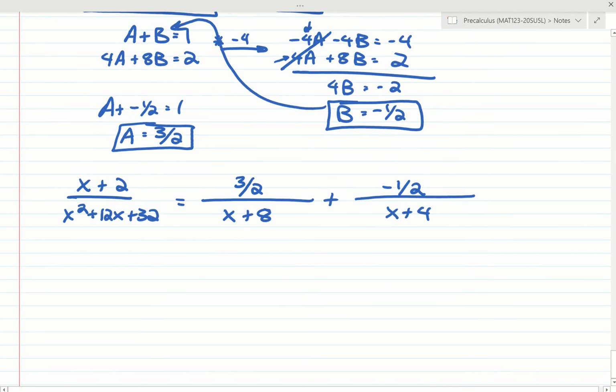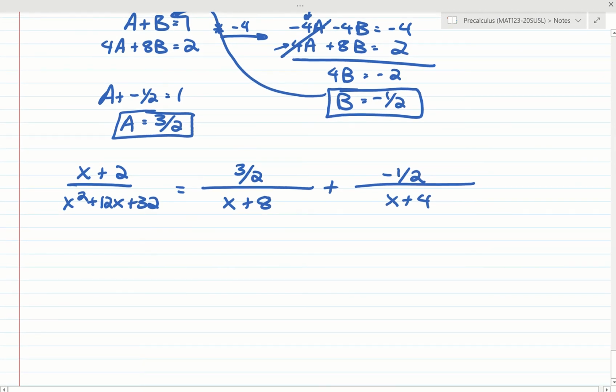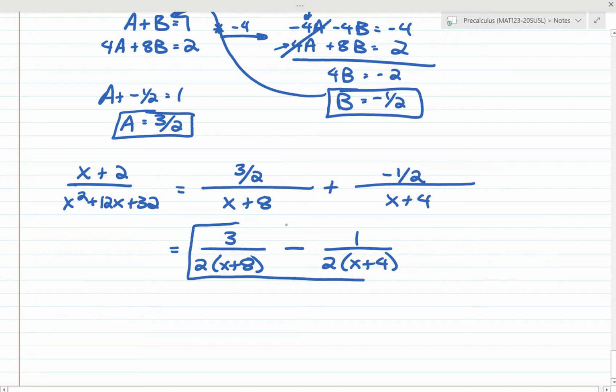We said a was 3/2 and b was -1/2. Now we don't like having fractions over fractions like this. One thing that we're allowed to do is instead of having 3/2 like that, we could just write 3 over 2 times x plus 8. That's more proper to write it that way. And then plus -1 over 2 times x plus 4. Or even if you wanted, instead of having plus and negative, you could just write it minus 1 over 2 times x plus 4. This would be your answer.